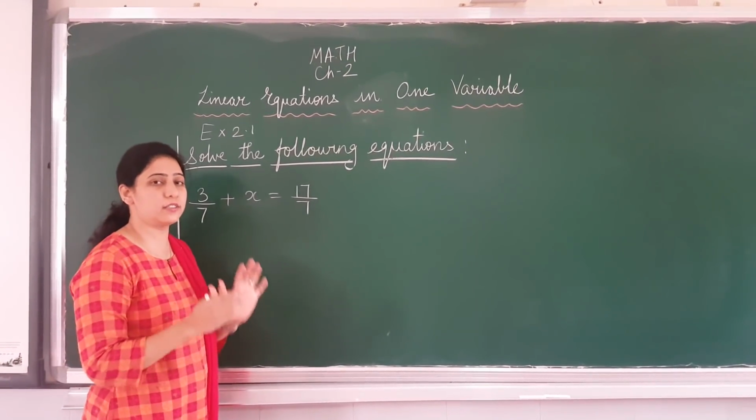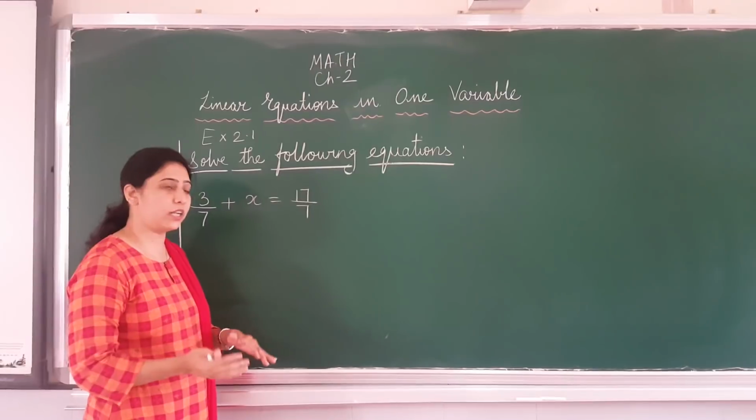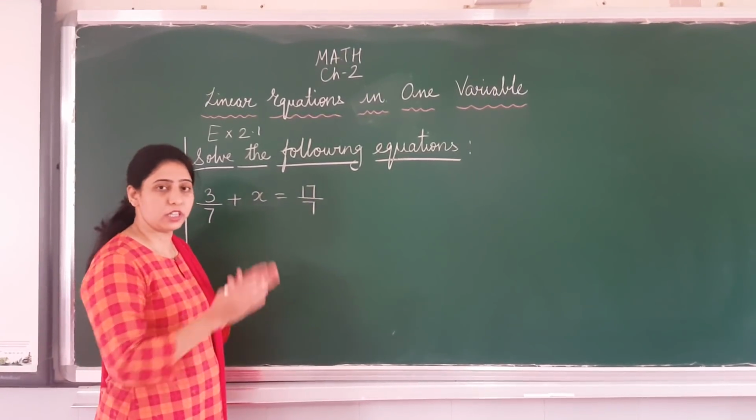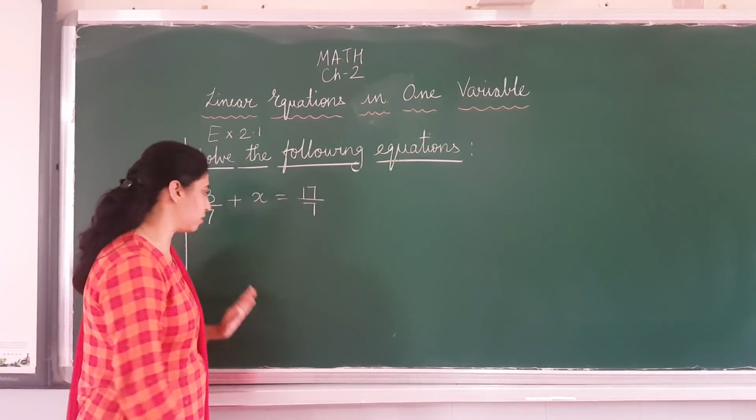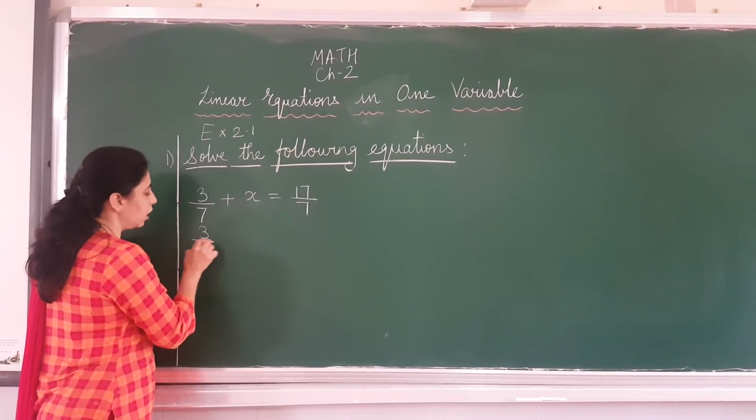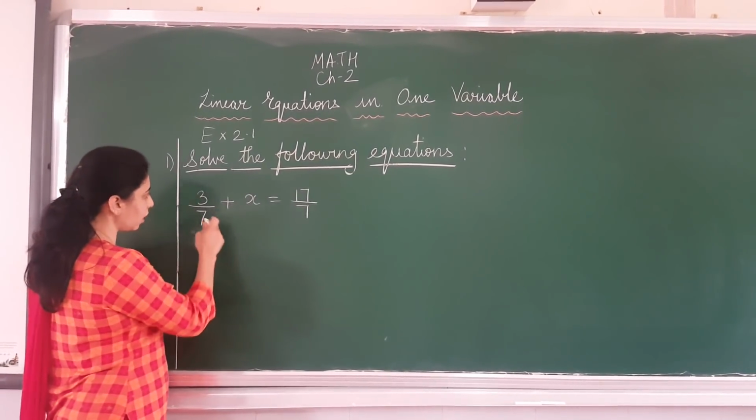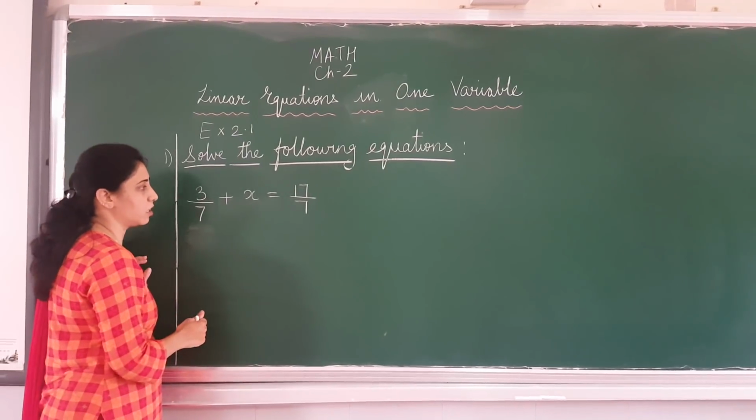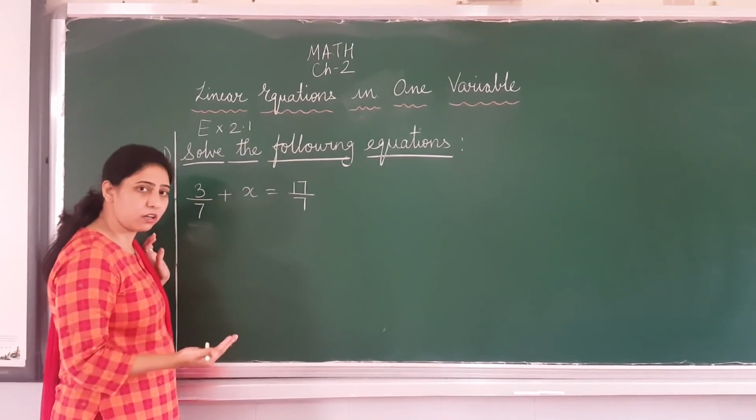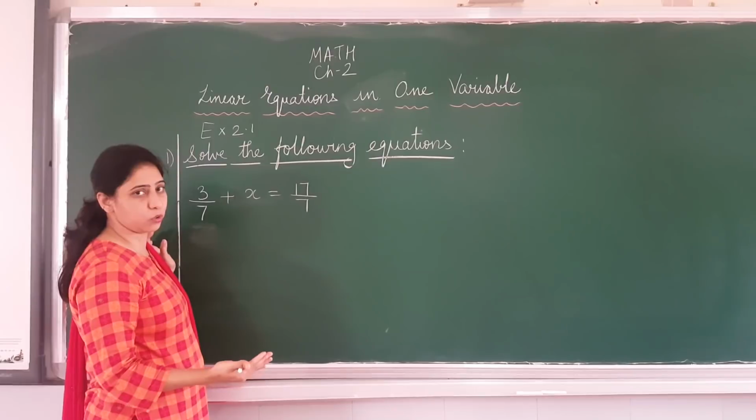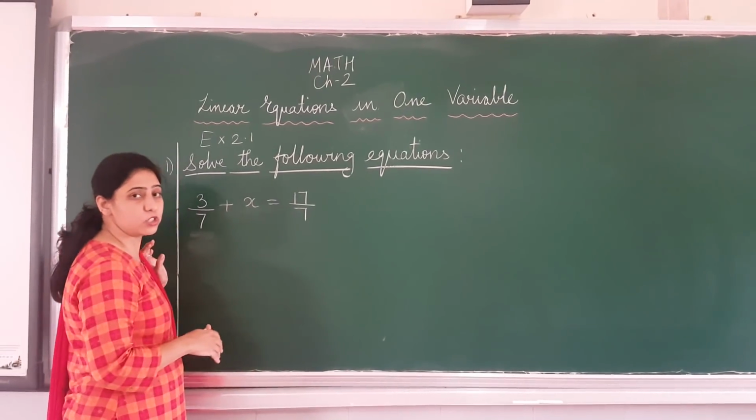Already you have studied this in grade 7, so whatever you have studied, you are going to apply over here and solve the sum. 3 upon 7 plus x is equal to 17 upon 7. Now this is an equation. We have already learned about what is an expression and what is an equation. Now how to solve this equation?